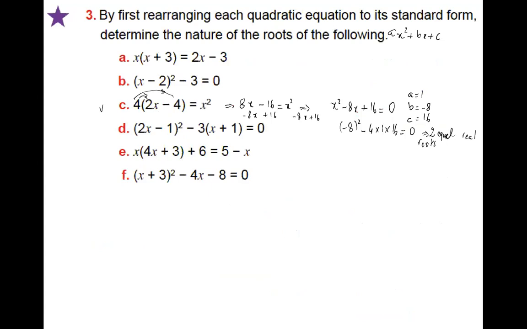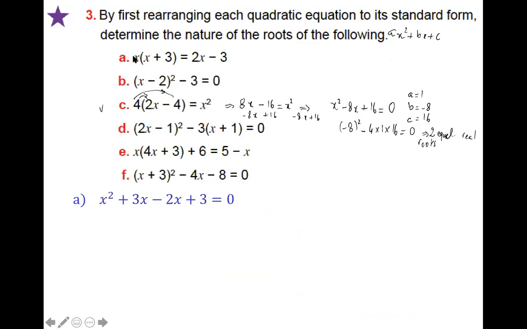In this question here, we were asked to first rearrange each quadratic. So what I'm trying to do is rearrange them so that they come up in the form ax squared plus bx plus c. Then determine the nature of the roots, by calculating once again the discriminant, b squared minus 4ac.